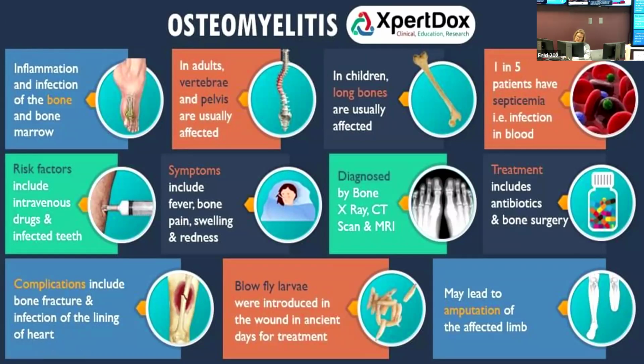So osteomyelitis can cause endocarditis, which is another big important thing, but you'll probably learn more about that later. But back in ancient days, they used blowfly larvae as treatment. We don't do that, thankfully, anymore. And it may lead to amputation of the affected limb.